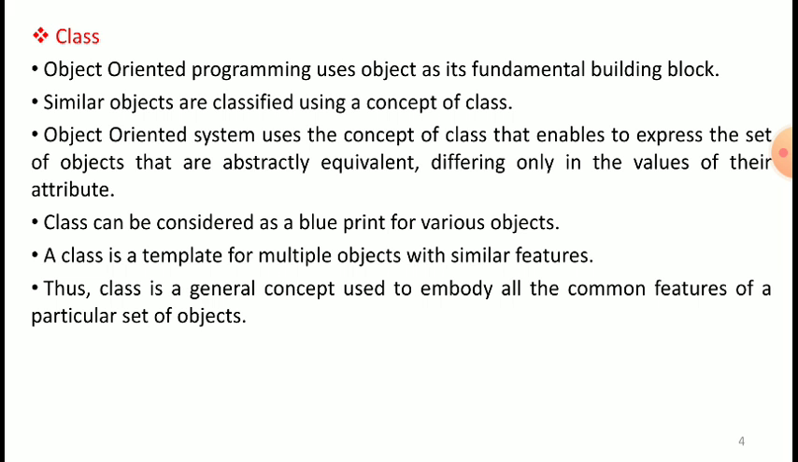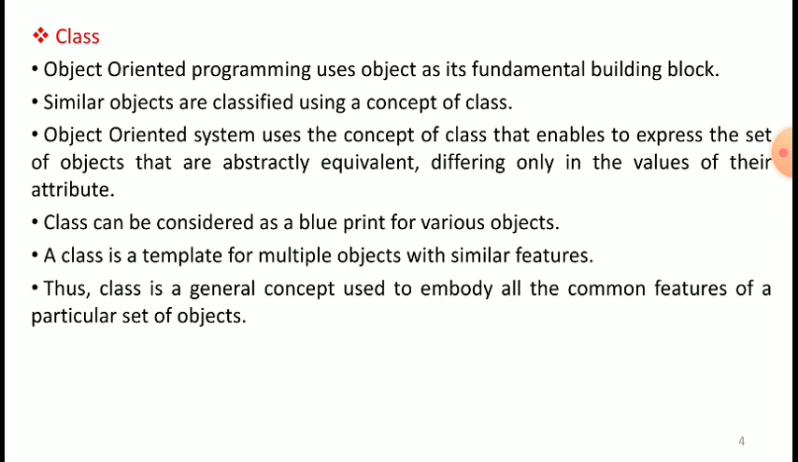A class can be considered as a blueprint for objects. A class is a template for multiple objects with similar features. It describes a group of objects with similar attributes and common behavior. Objects in the same class share a common semantic purpose. The class is a general concept used to embody all the common features of a particular set of objects.